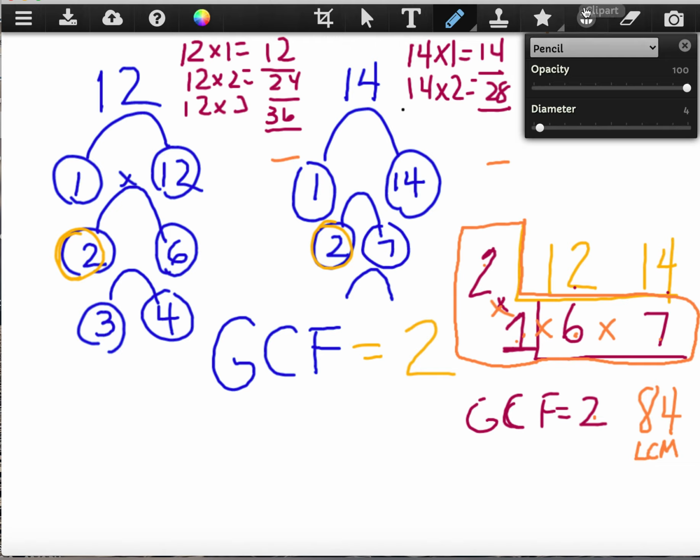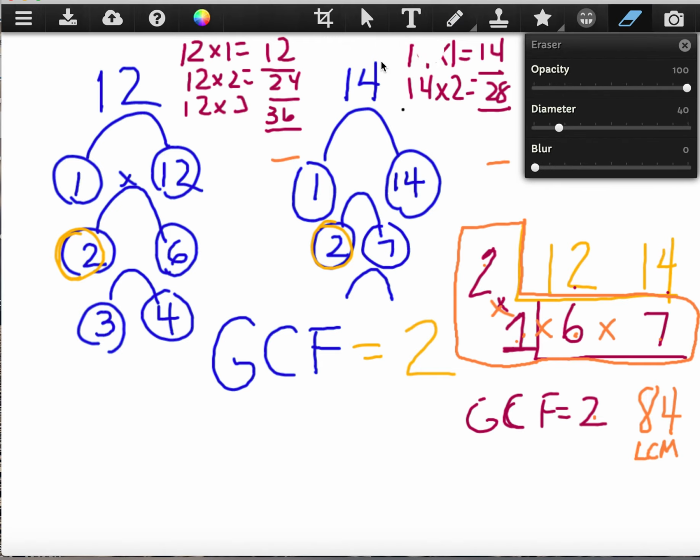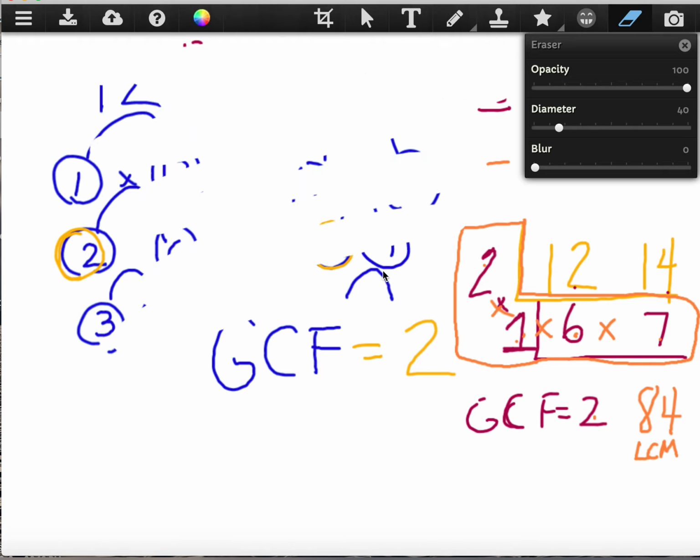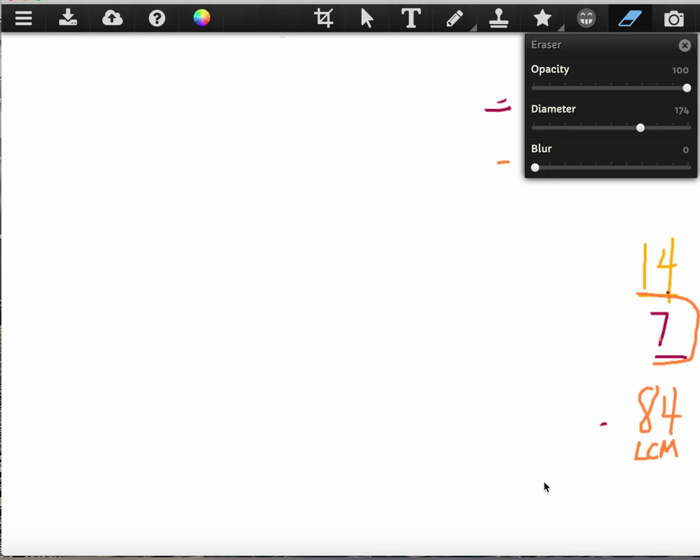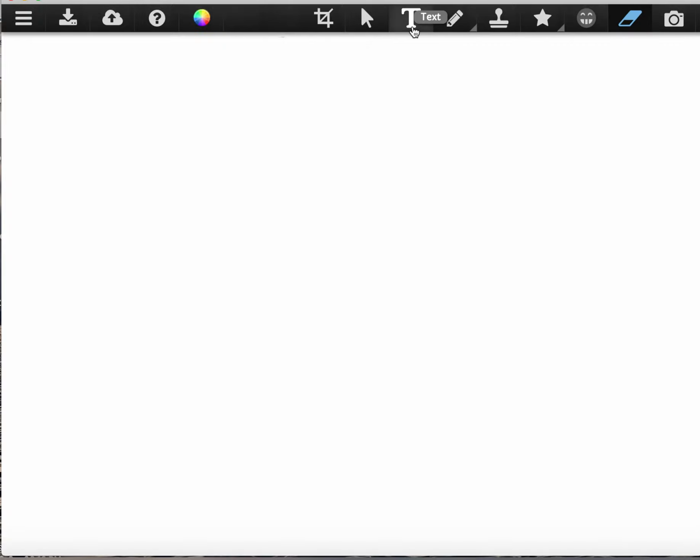Okay, let's do one more problem so you can see it when the other numbers, okay? Let me get this. All right. So we're going to do GCF and LCM. Greatest common factor, the biggest number that divides into both of them, at least 2 or more numbers, and LCM, the least common multiple, the answer to the multiplication problem for each one of those.